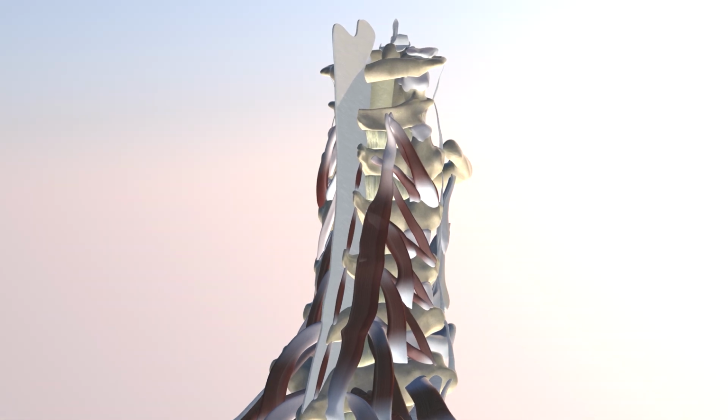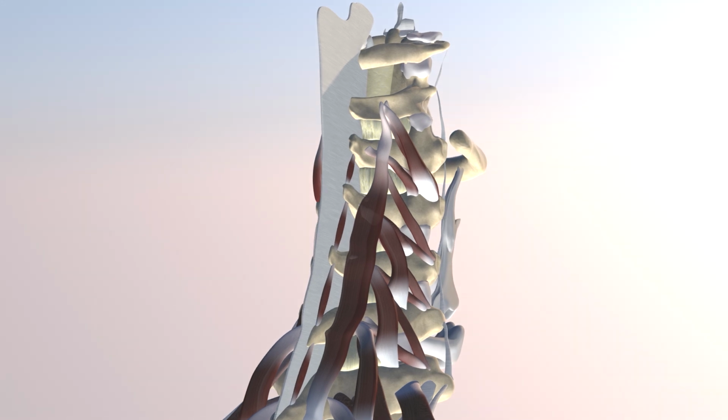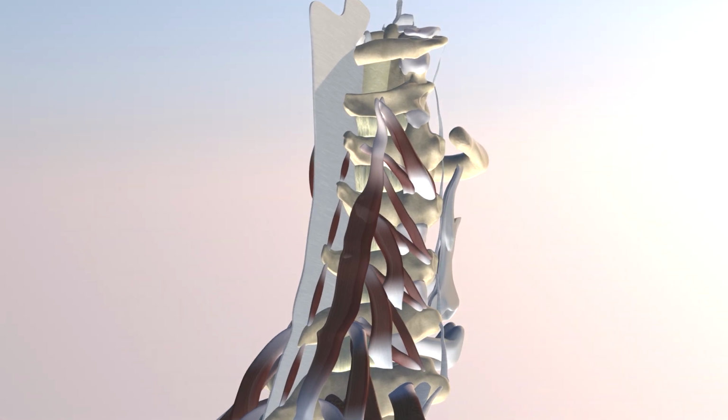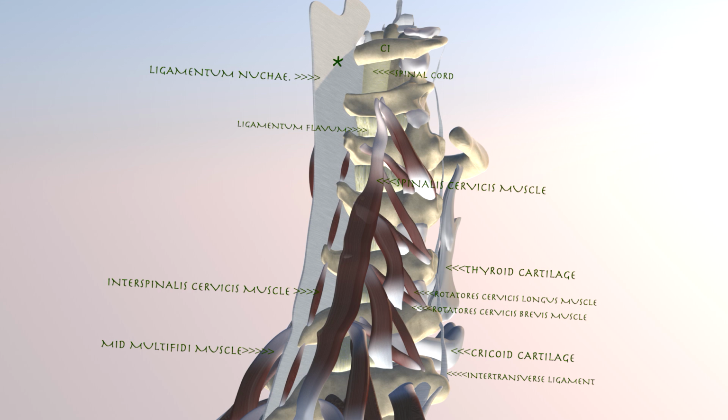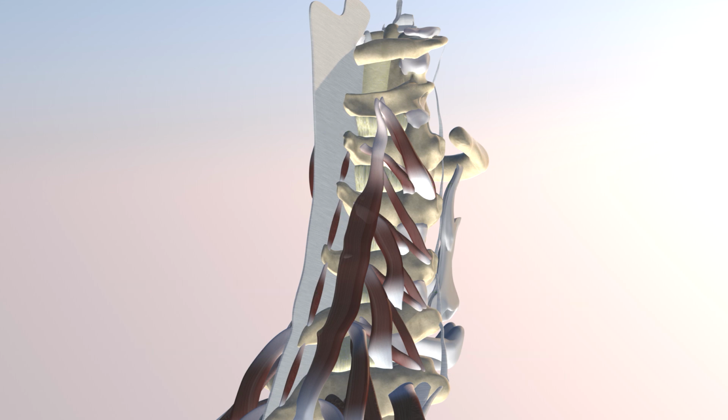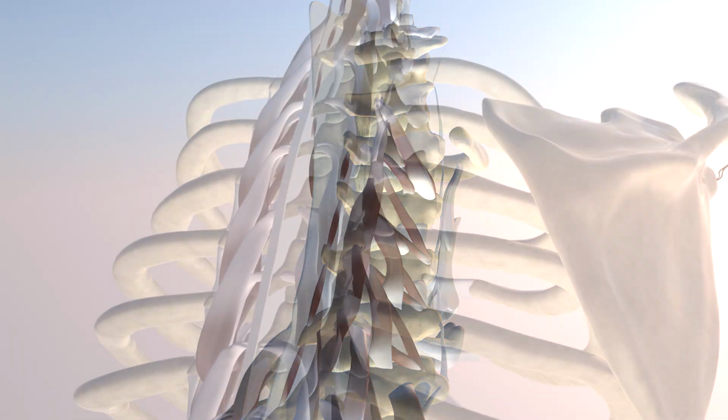Here again, you can see some of the deep musculature of the cervical spine, as well as the ligamentum flavum, as well as the ligamentum nuchae, which is a continuation of the interspinous ligament. Also, you can appreciate the interspinalis muscles, which are these thin muscles going from one spinous process to the other, essentially in the midline.